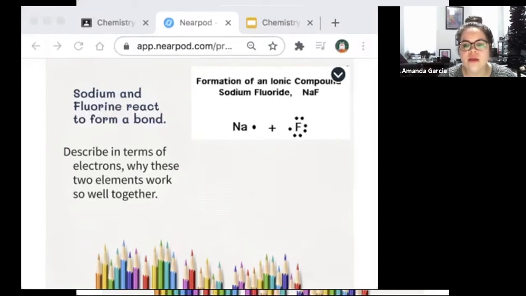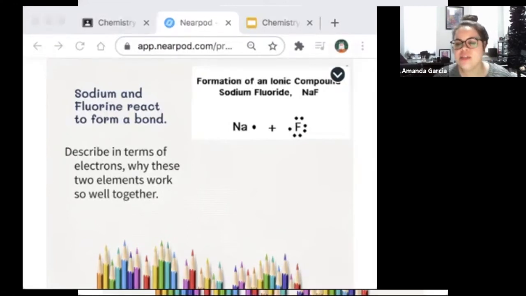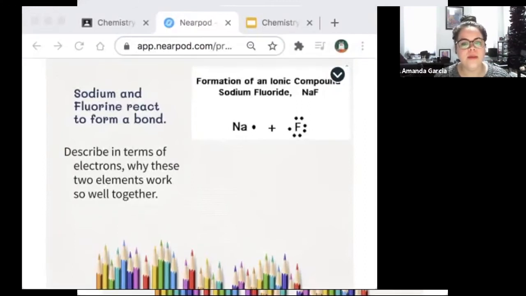So now, using the chat or by raising your hand, don't just unmute yourself, please raise your hand. Why do you think sodium and fluorine work so well together? I am telling you they work well together, but look at the electrons. Why do you think they work so well together? Give yourself about a minute to think about it. You can type your answer in the chat either directly to me or to everybody if you're brave, or you can raise your hand. Carmel, I'll call on you first in just a moment, okay?